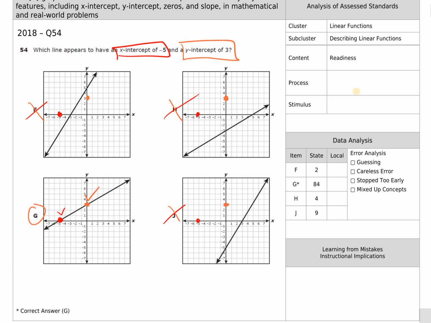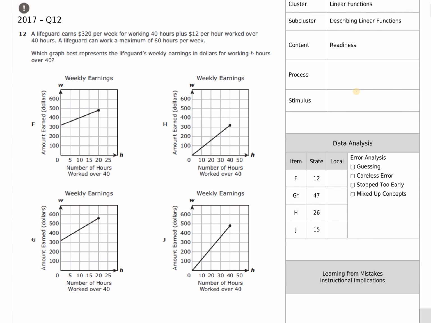So you can tell some of these questions are just very simple as long as you know what an x-intercept is, a y-intercept, and you should also know other vocabulary. For example, another word for x-intercept is 0, of course. We saw that on the calculator. All right, let's try another question.